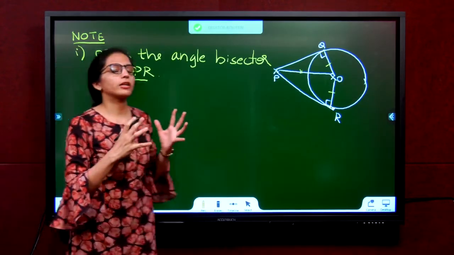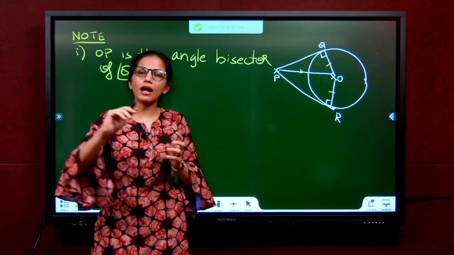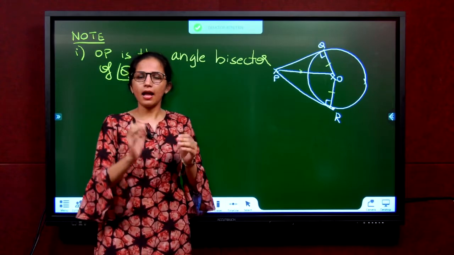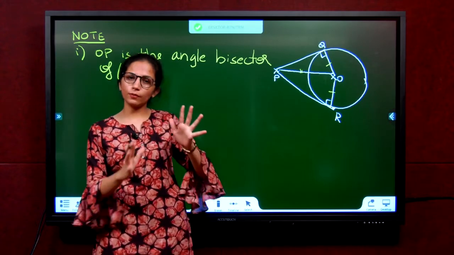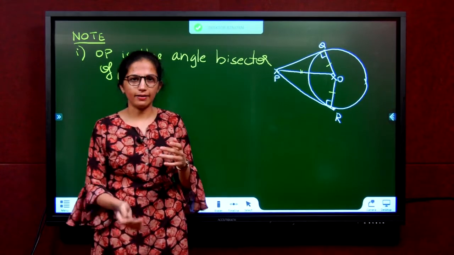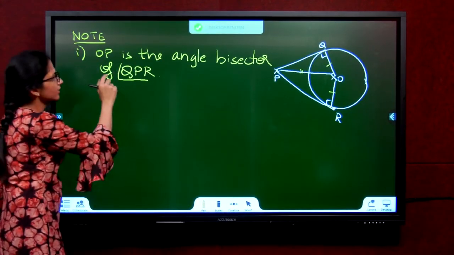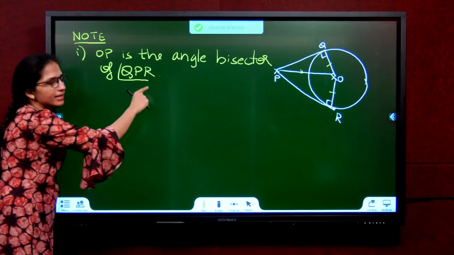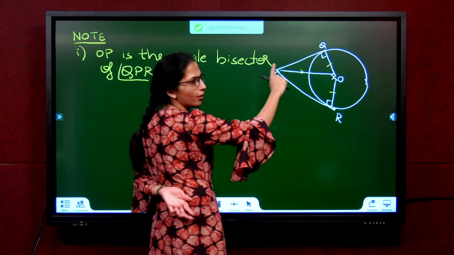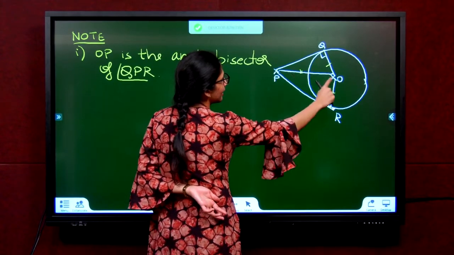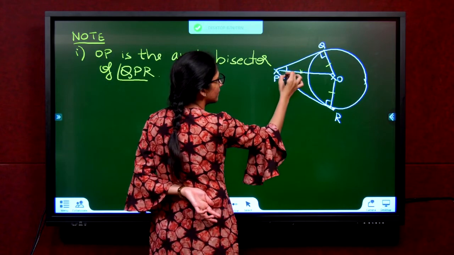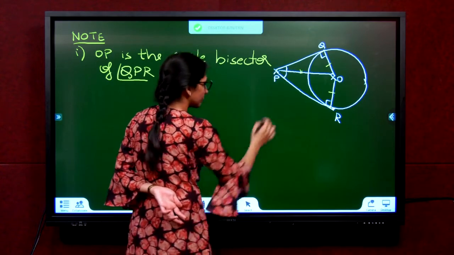So from this theorem that we just learned, we have a few applications that we will use in a lot of questions. There are two applications. I will teach you the proof for both individually, so when it comes in the question, you can easily prove it again. What we're going to prove in this, OP is the perpendicular bisector of angle QPR. That means if you join O to P, the external point to the center, this line will bisect this angle. That means this angle will be equal to this. We have to prove it.